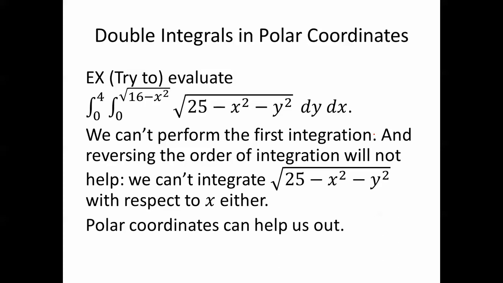We can't perform the first integration because this is all under the square root, so we'd have to have a y on the outside, really a negative 2y on the outside, and it's just not there. And reversing the order of integration will not help. We can't integrate this with respect to x either. Polar coordinates can help us out.